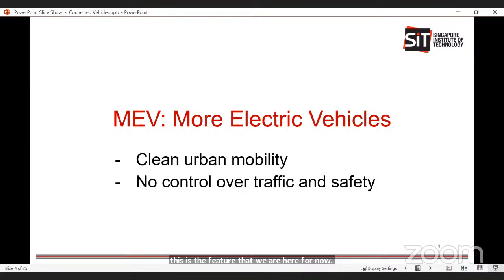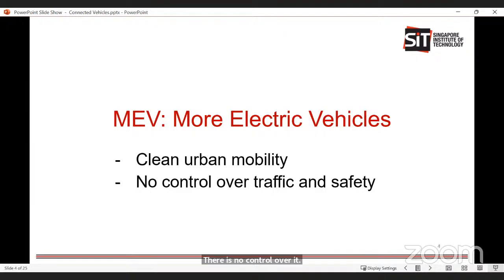Okay, now what after that? One thing you can see is that more electric vehicles, whether fuel cell based or electric battery based, will do clean urban mobility. But there is no control over traffic and safety. A battery can catch fire or explode. There have been cases of that. For lithium-ion, testing has been done, and accidents can still happen. Again, there is no control over it, and no control over traffic.